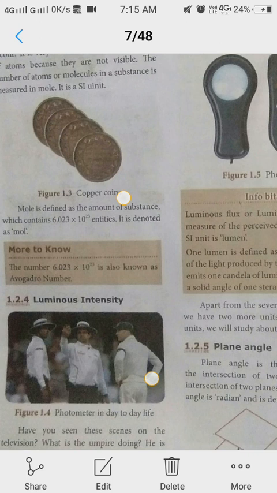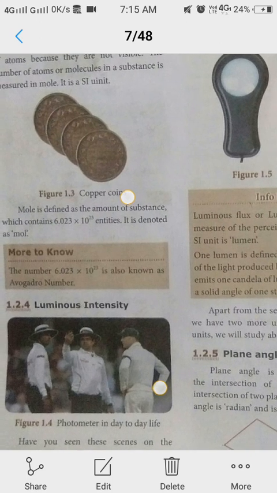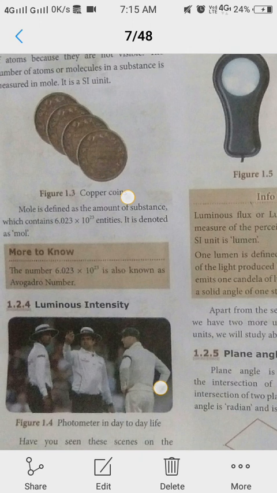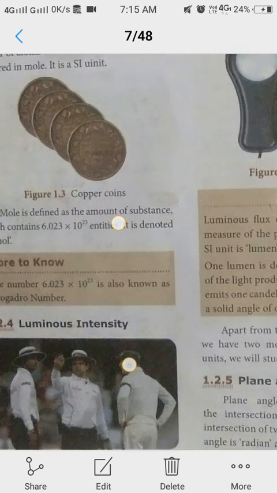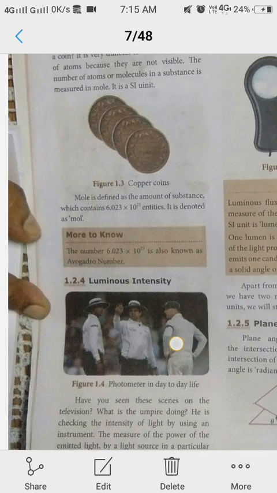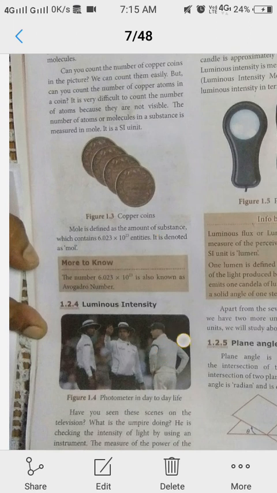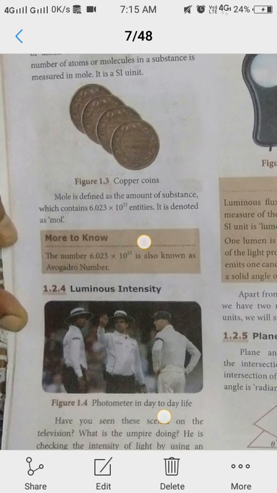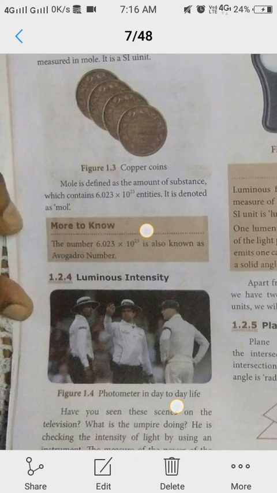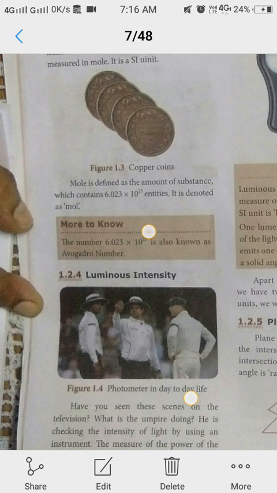6.023 into 10 power 23 is known as Avogadro number. So what is Avogadro number? That is 6.023 into 10 power 23. Now we will move to the next topic, that is luminous intensity. What is luminous intensity? Luminous intensity means brightness of the light. Intensity means brightness.